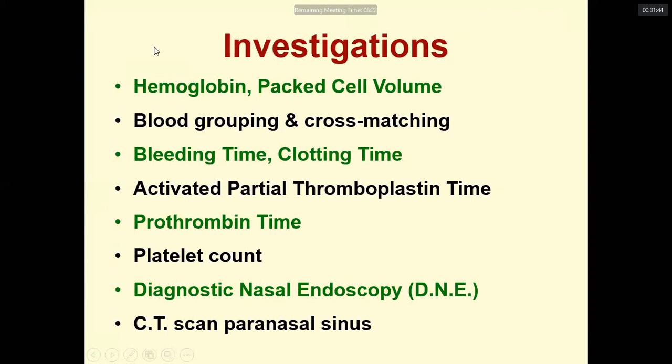So what are the investigations that you send for? Hemoglobin, packed cell volume, blood group, and cross matching, because you may need to transfuse. Similarly, bleeding time, clotting time, activated partial thromboplastin time, prothrombin time, and platelet count. These are the investigations that you send as soon as you have made the IV access. Similarly, diagnostic nasal endoscopy and CT scan of the paranasal sinuses to find out the cause.